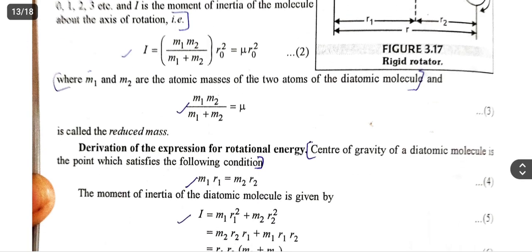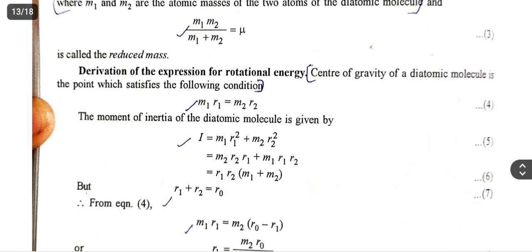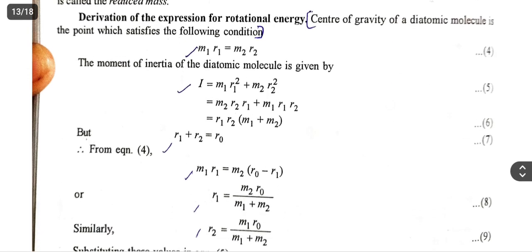I is equal to m1 m2 / (m1 + m2) r0², which is μ r0². Here m1 and m2 are the masses of the atoms, and m1 m2 / (m1 + m2) is equal to μ, the reduced mass. Derive the expression for rotational energy.